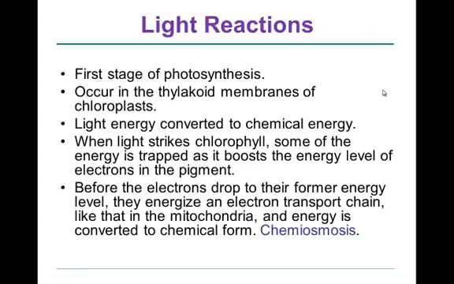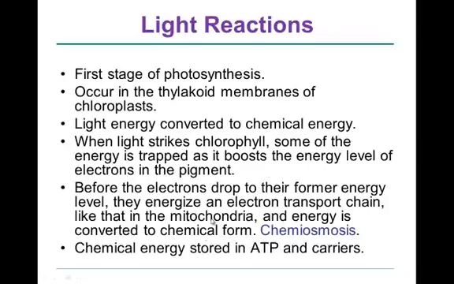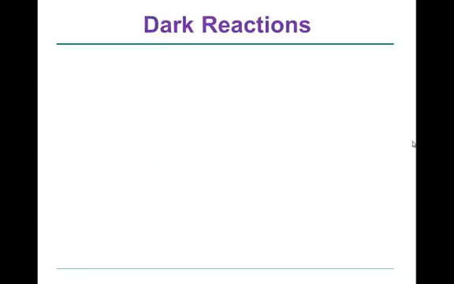And of course, the products of this process include chemical energy stored in the form of ATP and also energy carrier molecules, whose names we will not learn. And that's a basic summary of light reactions. They are followed by the dark reactions. This is the second stage of photosynthesis.